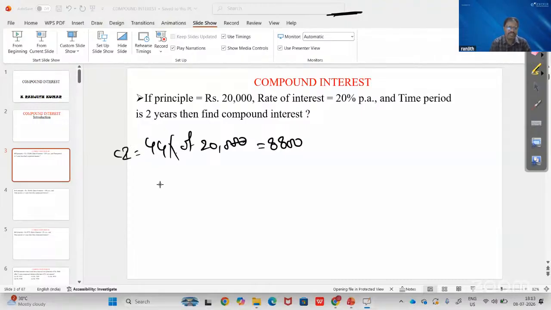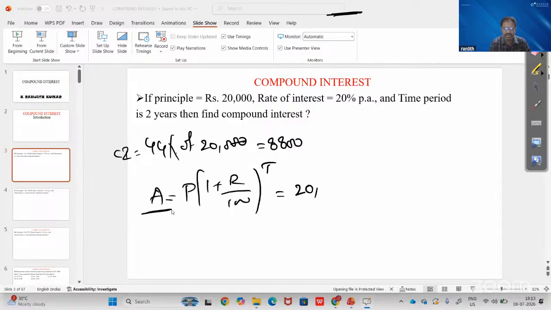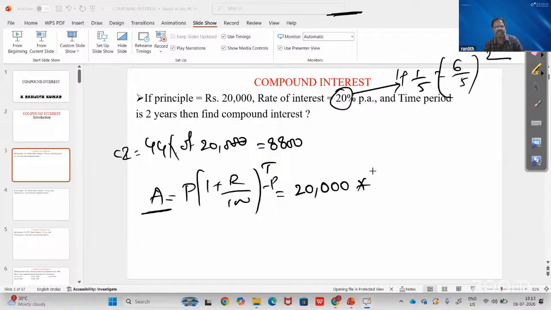We'll go with the formula also. What is the formula? Amount equals P into 1 plus R by 100 whole to the power of T. Where principal equals 20,000, I am getting the amount. If I want to find compound interest, again we need to take the amount minus 20,000, where R equals 20 percent. 20 percent equals 1 by 5. Number of years equals 2. That is 1 plus 1 by 5 equals 6 by 5 whole squared. So 6 squared equals 36 by 25. Here also 36 by 25.